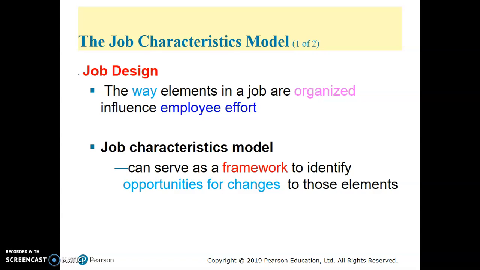Job design is the way the elements in the job are organized, how to perform the task. When the elements of the job are organized in the perfect way, it can influence employees to put in effort, when they find that the job is in order, in a logical way. One example of job design is the job characteristics model. It's a framework that can motivate employees to put in effort.